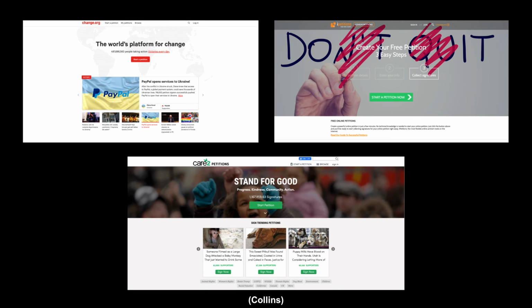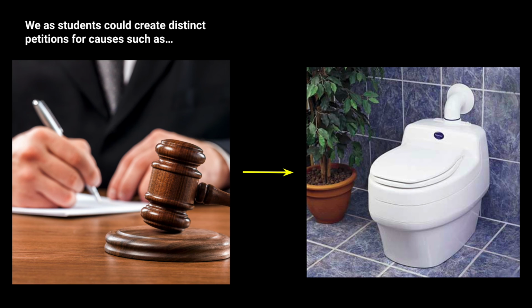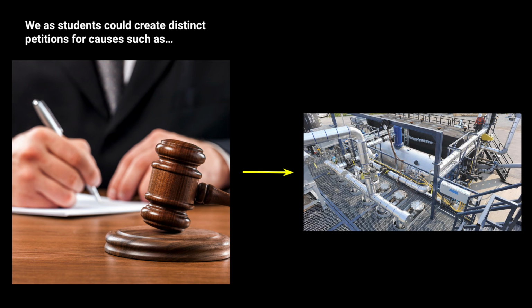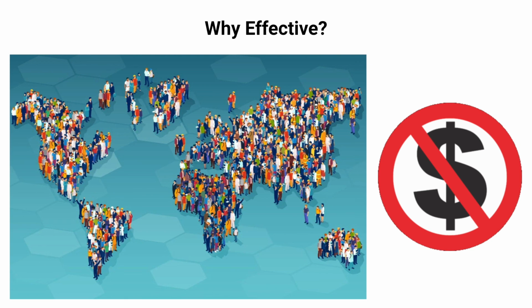We as students could create distinct petitions for causes such as establishing a club that raises awareness and starts building composting toilets locally, and educating students on how existing sewage systems and human feces disposal are negatively impacting our society. Next, passing a law that requires people to start using composting toilets. And finally, passing a law that requires local governments to begin funding and building their own omniprocessors. These resources are effective because they allow students to reach a huge audience at little to no cost.